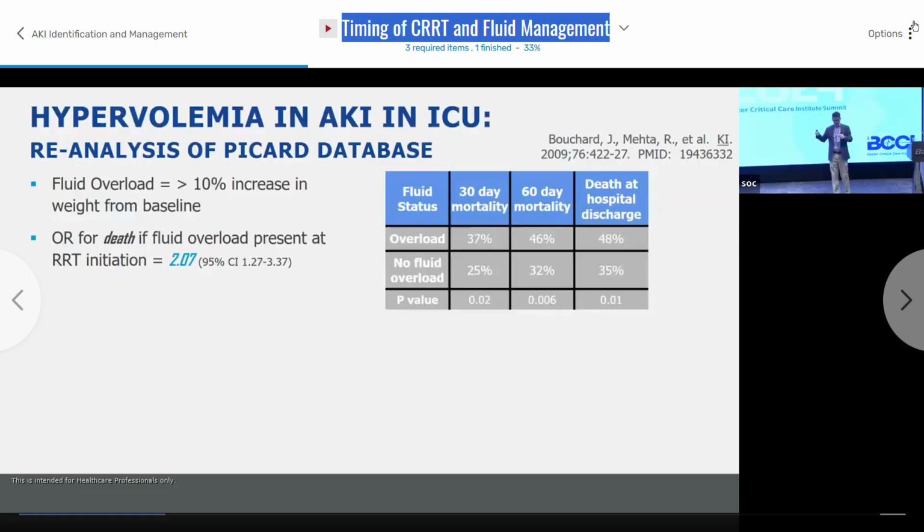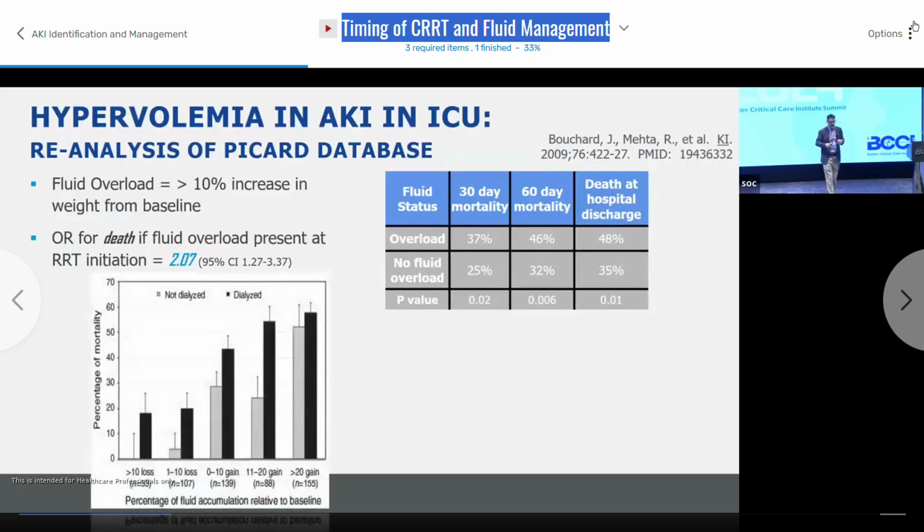So if you met that criteria at the time that dialysis was started, you were 2 times more likely to die in this cohort. So waiting and starting after they became fluid overloaded doubled their risk of death compared to maybe starting the patients a little bit earlier, okay? And there was a dose-response relationship here. The more fluid overloaded you were at peak, regardless of whether you were dialyzed or non-dialyzed, was clearly linearly related to your outcomes in AKI.